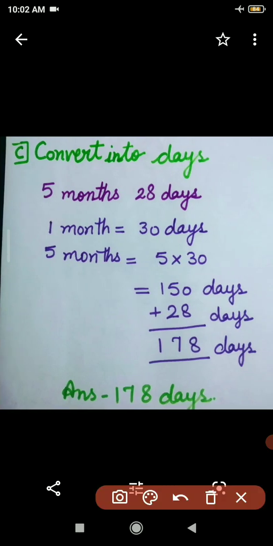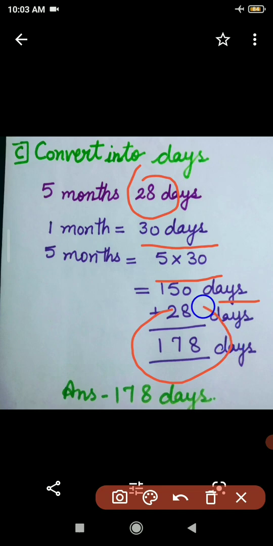Now see this one, convert into days. 5 months, 28 days. 1 month is equal to 30 days. 5 months is equal to 5 multiplied by 30. That is equal to 150 days. How many more days do we have? 28. Plus 28 there. What answer do we get? 178 days.